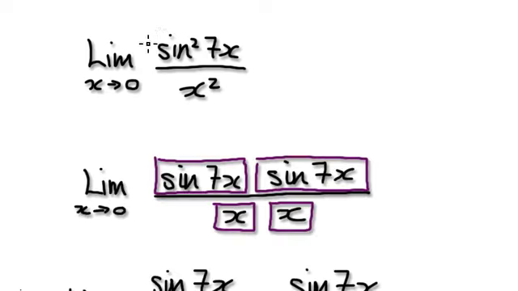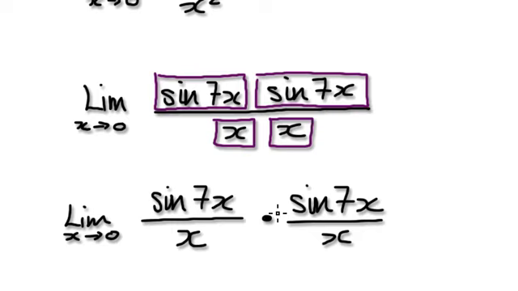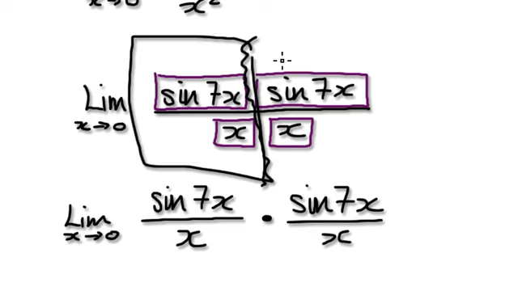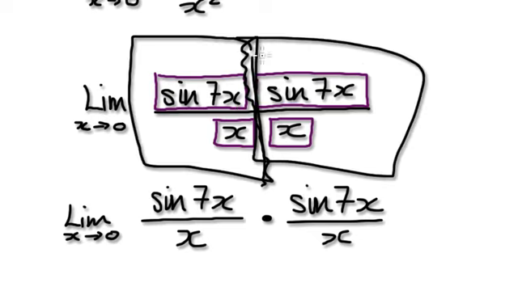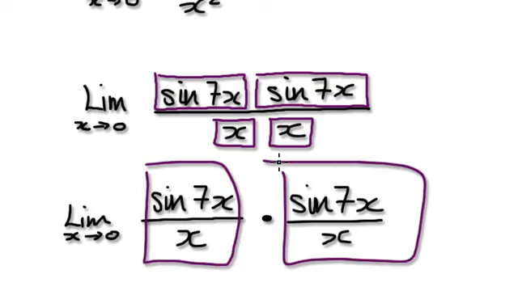Okay, so to do this, visualize this as well. Looking at this bit here, visualize it as sine 7x times sine 7x. So visualize it as one block multiplying with another block, and x times x at the bottom. Now you break up this fraction into two separate fractions. So this is one fraction, and this is another fraction. So it's basically this block multiplying with this block here.